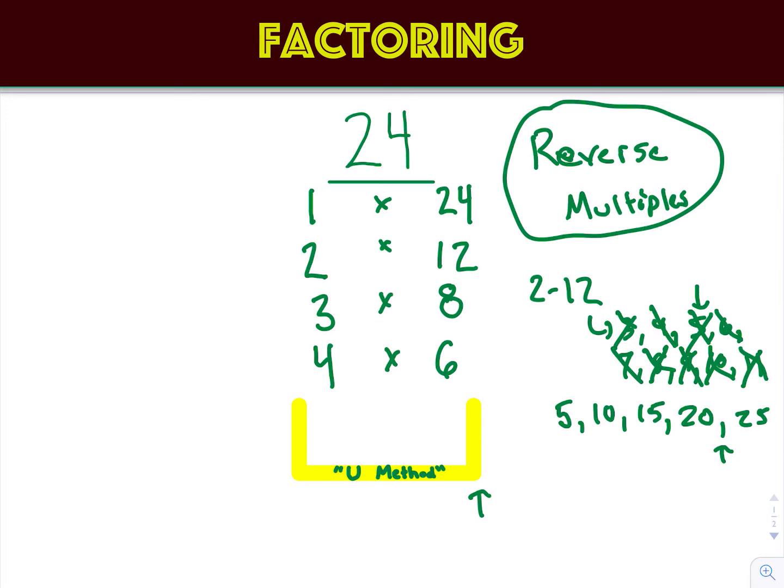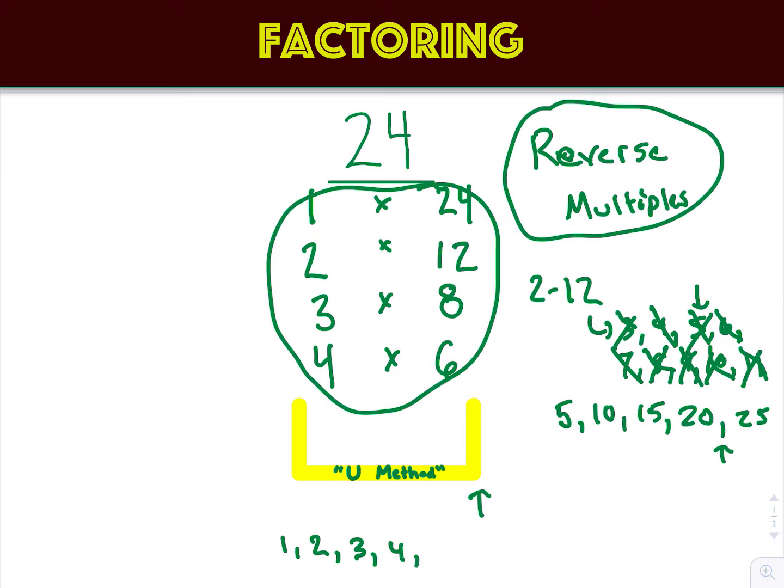So if I had a question that asked me to list all my factors of 24, from least to greatest, they are 1, 2, 3, 4, 6, 8, 12, 24. And I'm just following the U here.